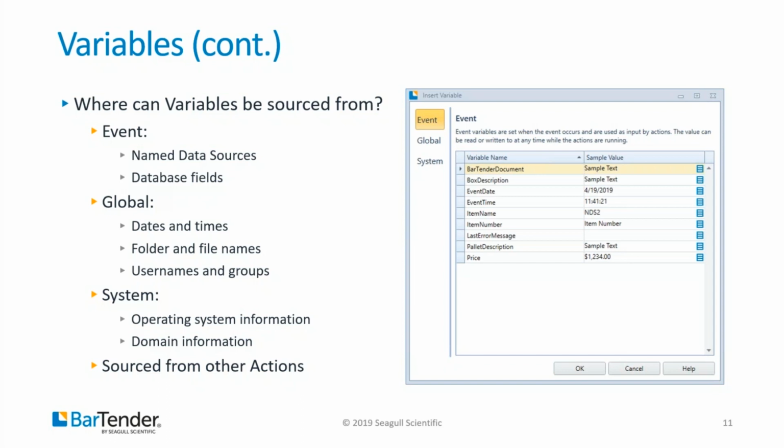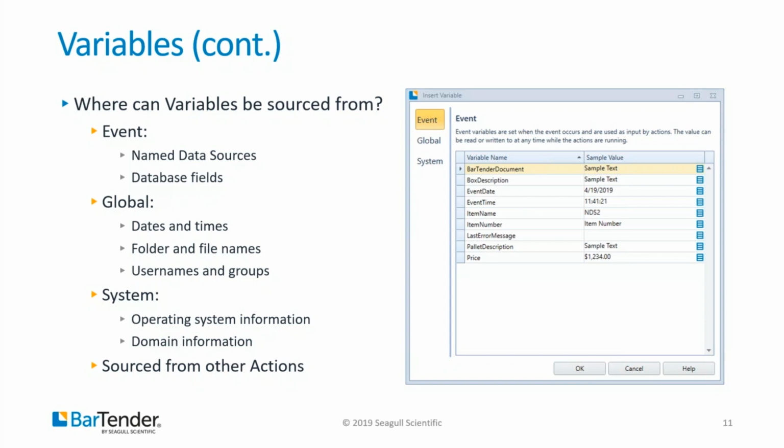But we have things like, they can be sourced from named data sources. So we're talking about the BarTender document itself. It contains a named data source, and we can reference that. It can be from a database field. Whether that be a database connection that you establish here in Process Builder or a database connection that's been established on the BarTender document, you can go ahead and reference those field names as a data source. Then we have things that are part of the environment, such as dates and times, folder names, and all that, so where the process is running from, and usernames and groups and things like that. That's going to be under the global category. We have system, a little bit more uncommon, but it's still available to you. You're going to spend most of your time under the other categories.